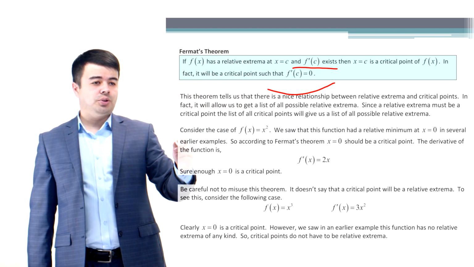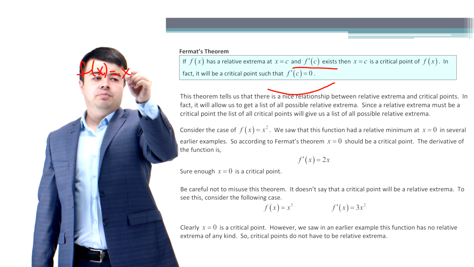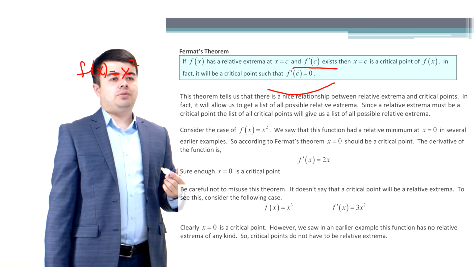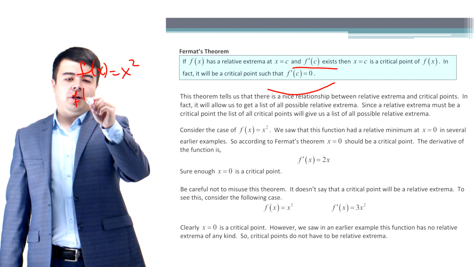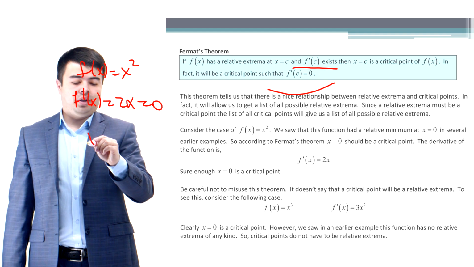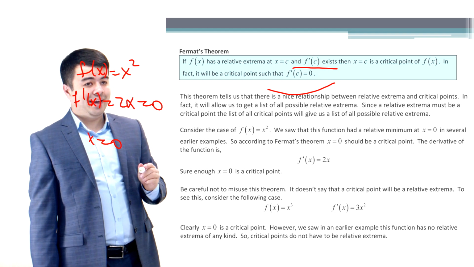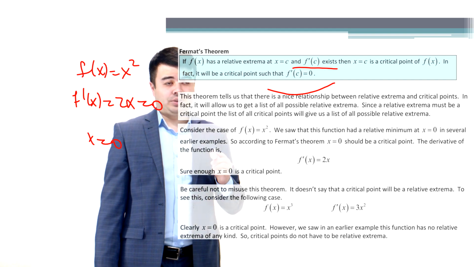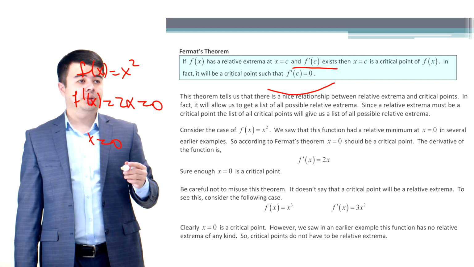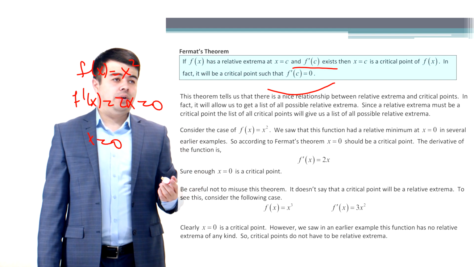For example, let's consider an example. Here f of x equals x squared. The derivative of this function is of course f prime x equals 2x. After equating it to 0, we have x equals 0. It is a critical point. So again, if it has a relative extrema at the point x equals 0, then x equals c is a critical point of f of x.